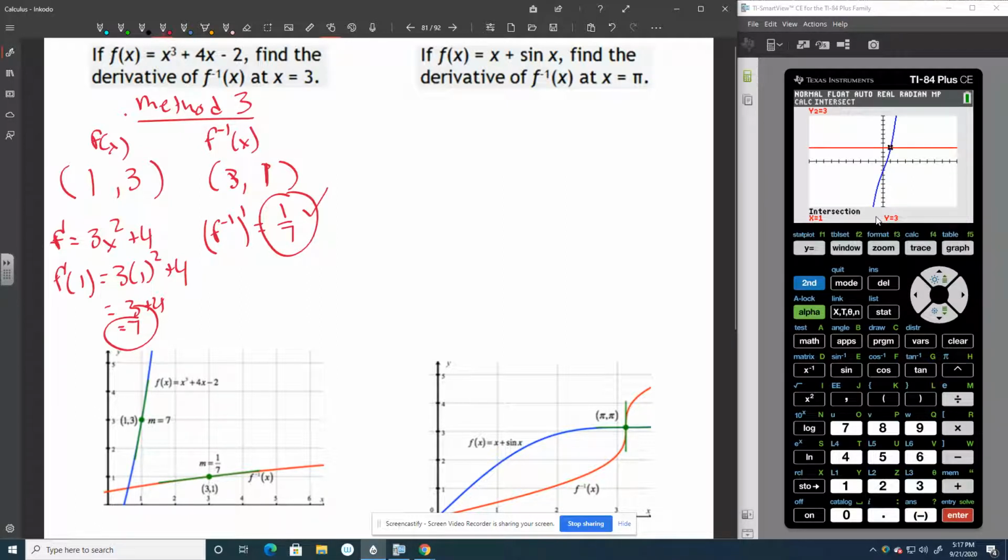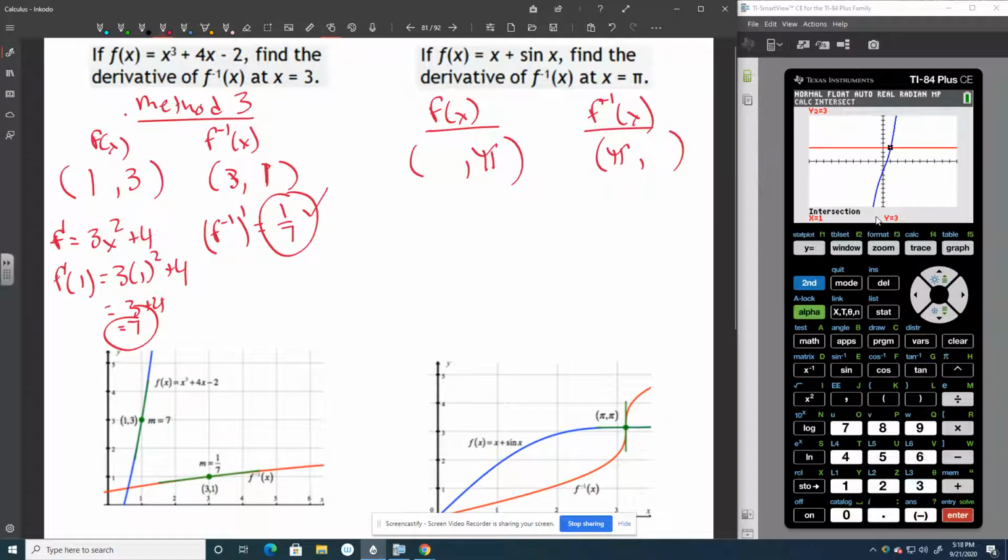Okay. So looking at if f of x equals x plus sine of x, find the derivative. We're going to use the same method, f of x, and we're going to use our f inverse of x. We're looking for when x equals pi of our inverse function. So that means I'm looking for my y value to be pi. So my x value from my inverse is my y value from my regular function.